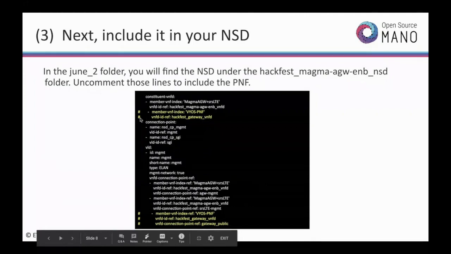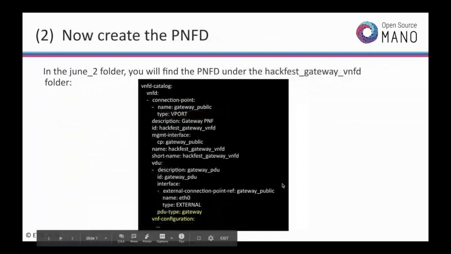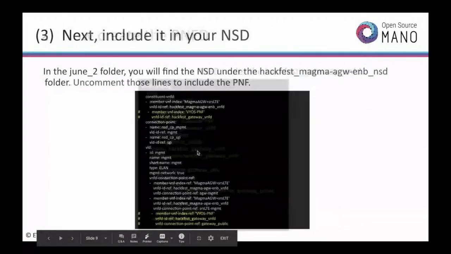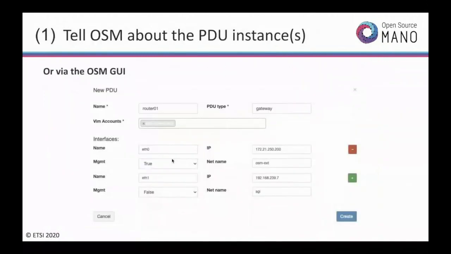We have put just these commented lines so that it's easier for everyone to be on the same page instead of having to type all these things here. But as you can see, it's the same structure that we use with VNFs. We just add a member VNF index and refer to the descriptor. And the descriptor is created in the previous page, and it's already in the folder.